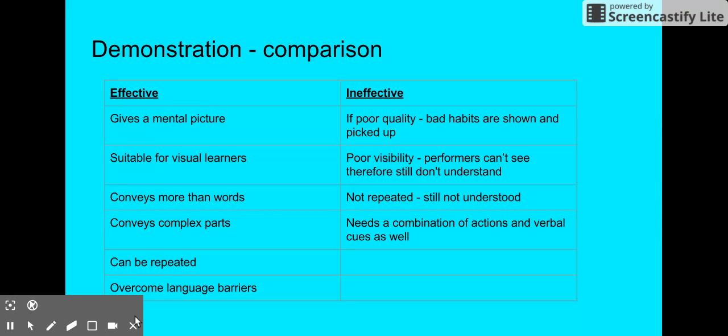So demonstrations are effective when they give a mental picture, so when the performer can actually see what they have to do in this type of situation. It's all good and well telling them what they have to do, but when they can see it, your mind remembers it, and you can be like, oh, that's what I need to do in this situation.